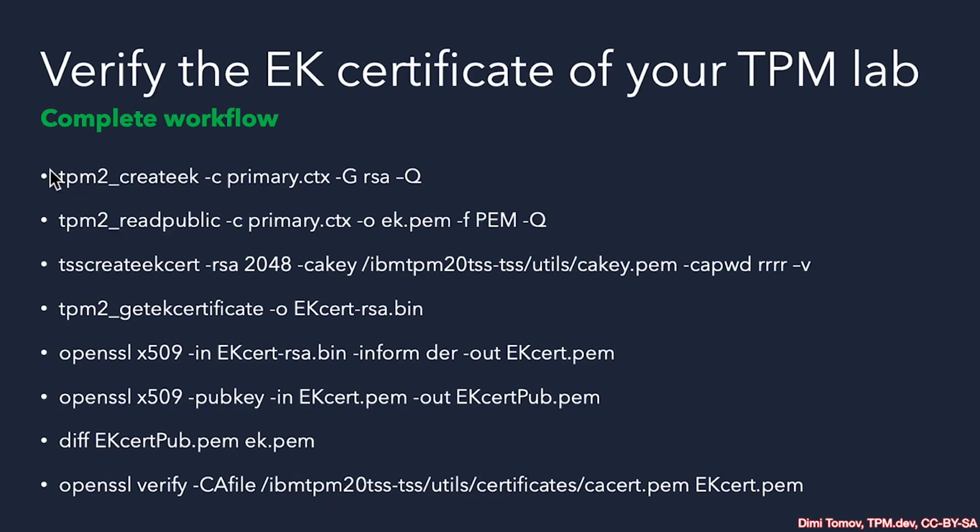Here is the complete workflow to verify your TPM simulator as genuine and having an EK certificate. First, we need to create an EK because we need the public key part of that EK. Then we need to extract that EK public part in a readable form or in a good form for comparison, which in this case is the PEM format. Then we create an EK certificate for our EK. And remember, if we generated an EK of RSA type, then we need to generate an EK cert for RSA.